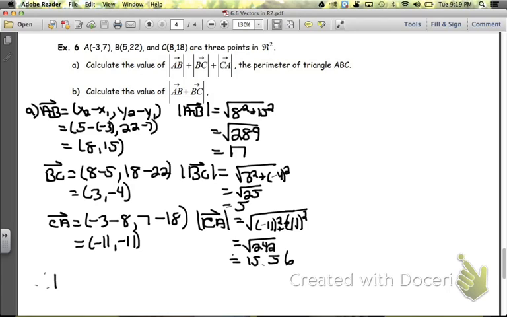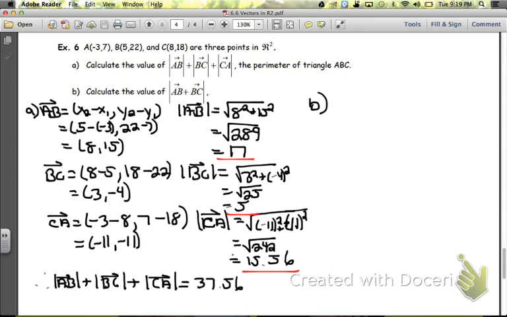So therefore, we can then add our magnitudes of AB plus BC plus CA, which is just going to be equal to, when we add up all three of these, our 17, 5, and 15.56, we're going to get 37.56. So that's A. Now B, we want to calculate the value of AB plus BC.